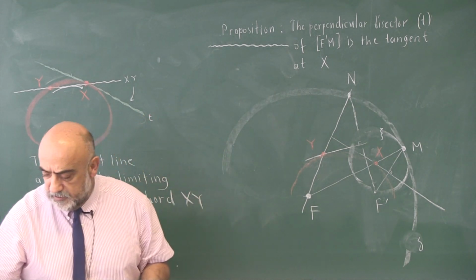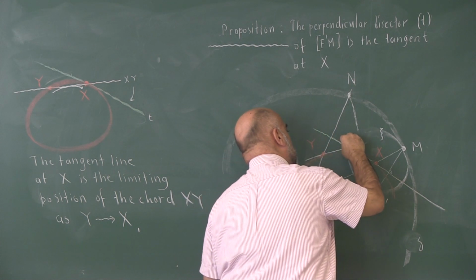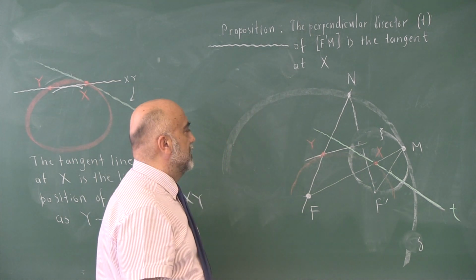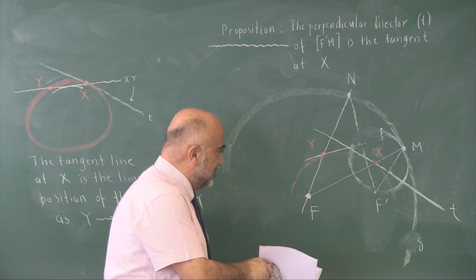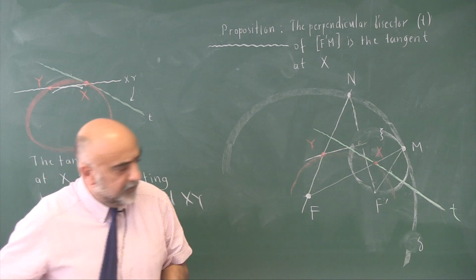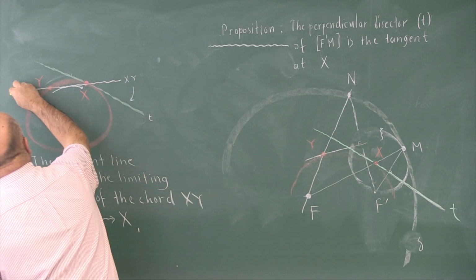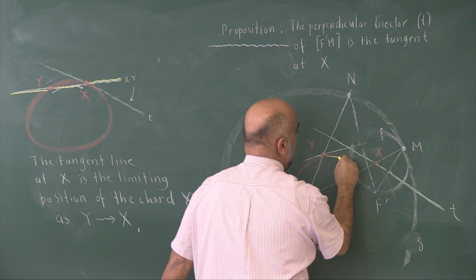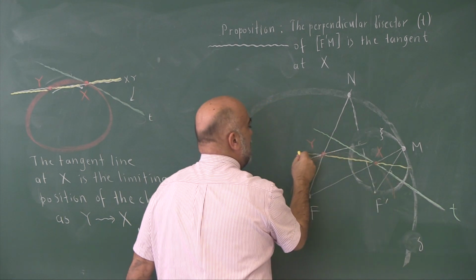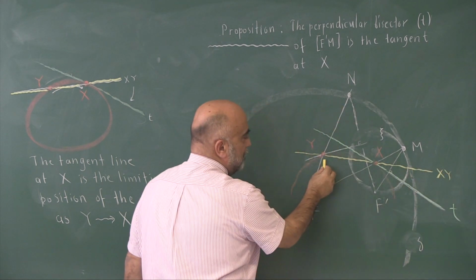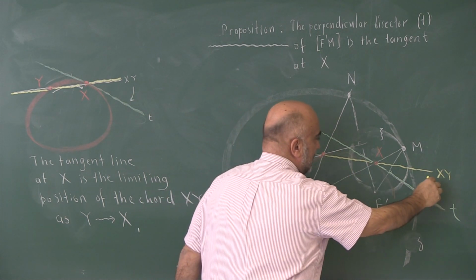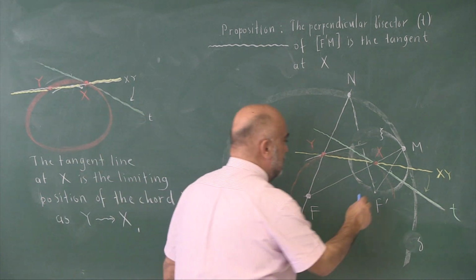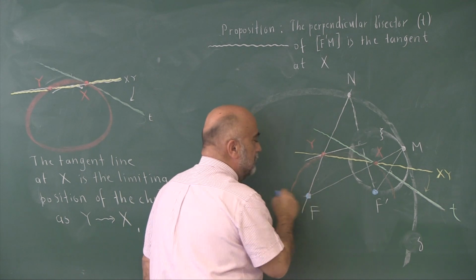So let me use a little bit of color to indicate this straight line. That's important for us. The straight line, which is the perpendicular bisector of f prime m, that's t. What I want is to show that the chord xy, which I have not given any color, is something like this. I will show you that as y approaches x, the chord xy will have the limiting position t, the perpendicular bisector of the line segment f prime m. To get a consistent picture, let me indicate my foci in blue. Good, so there it is.